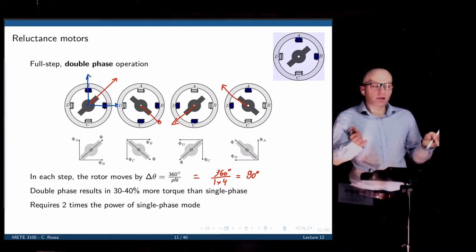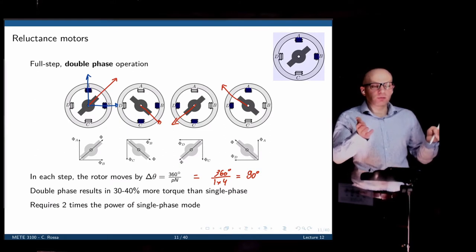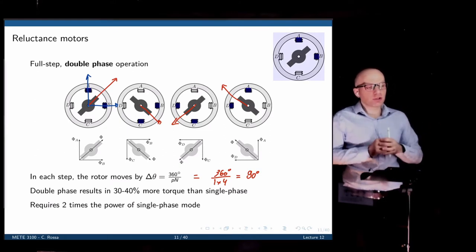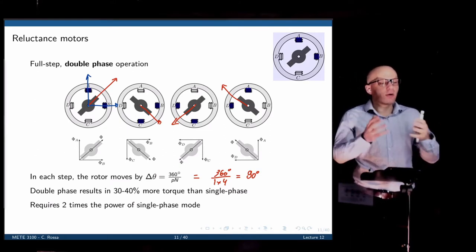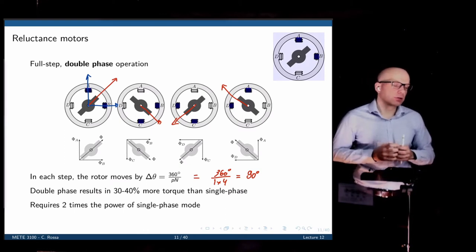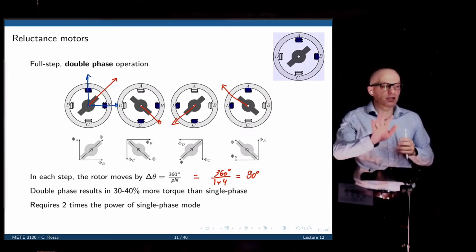Right. So let me reformulate the question now that I have the information that this could be used for accuracy. How can we combine these two modes, the single phase and the double phase, to increase accuracy?